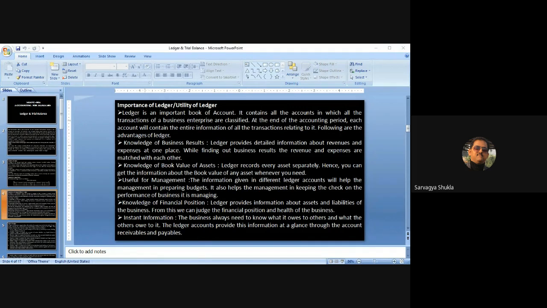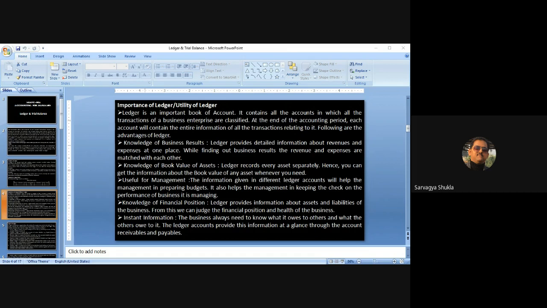Just take an example. If you purchased machinery 3 years before for rupees 50,000, and the value of the machinery on today's date is rupees 30,000, the present value of the asset on the current date is known as book value after charging depreciation. The difference between the cost when we purchased the asset and today's value is known as depreciation. So what is the book value of an asset? The value of the asset on a particular date or current date.